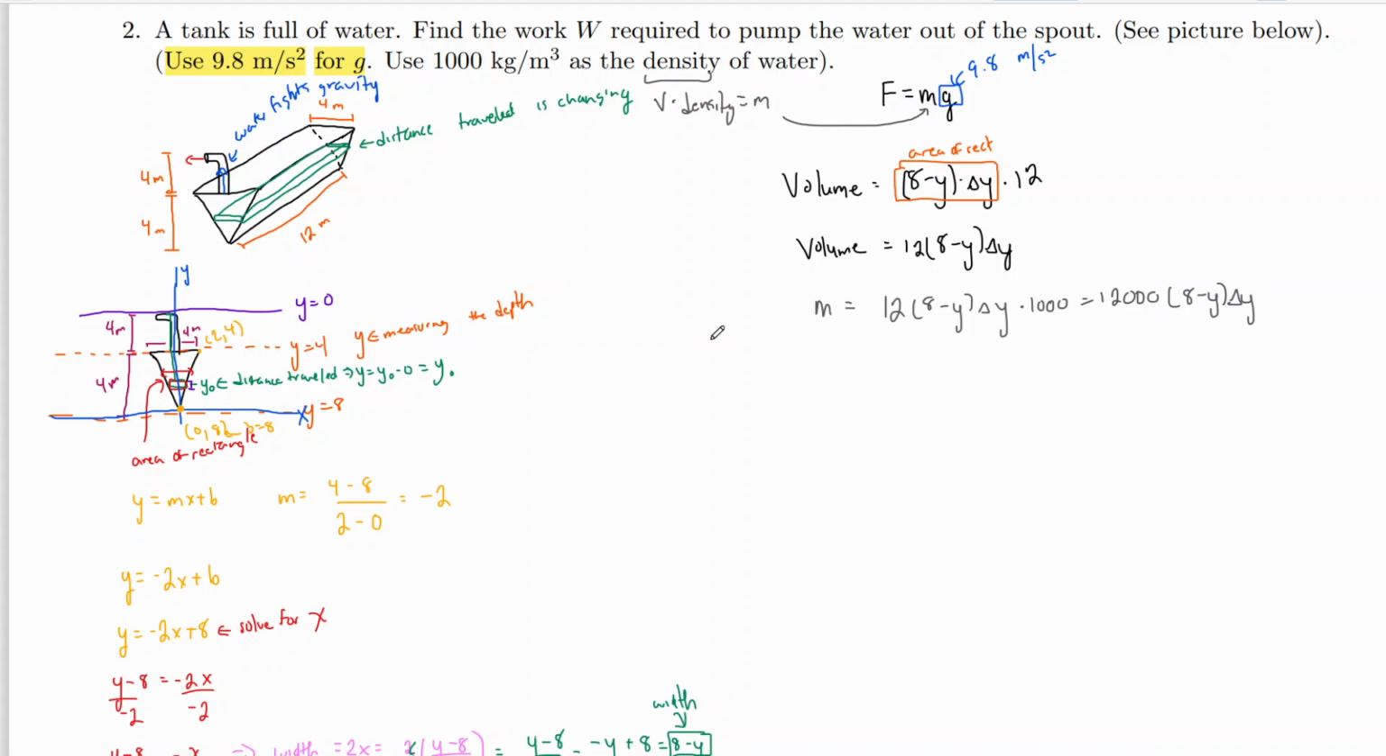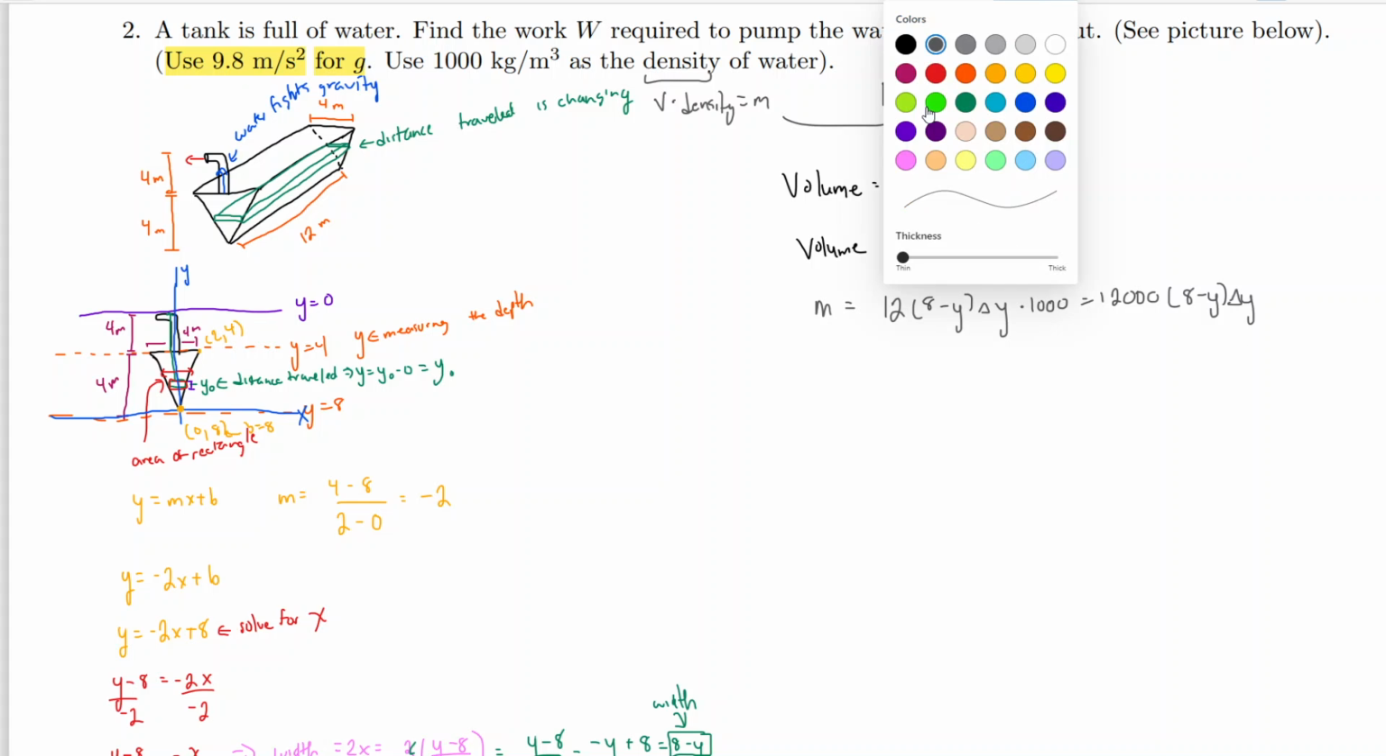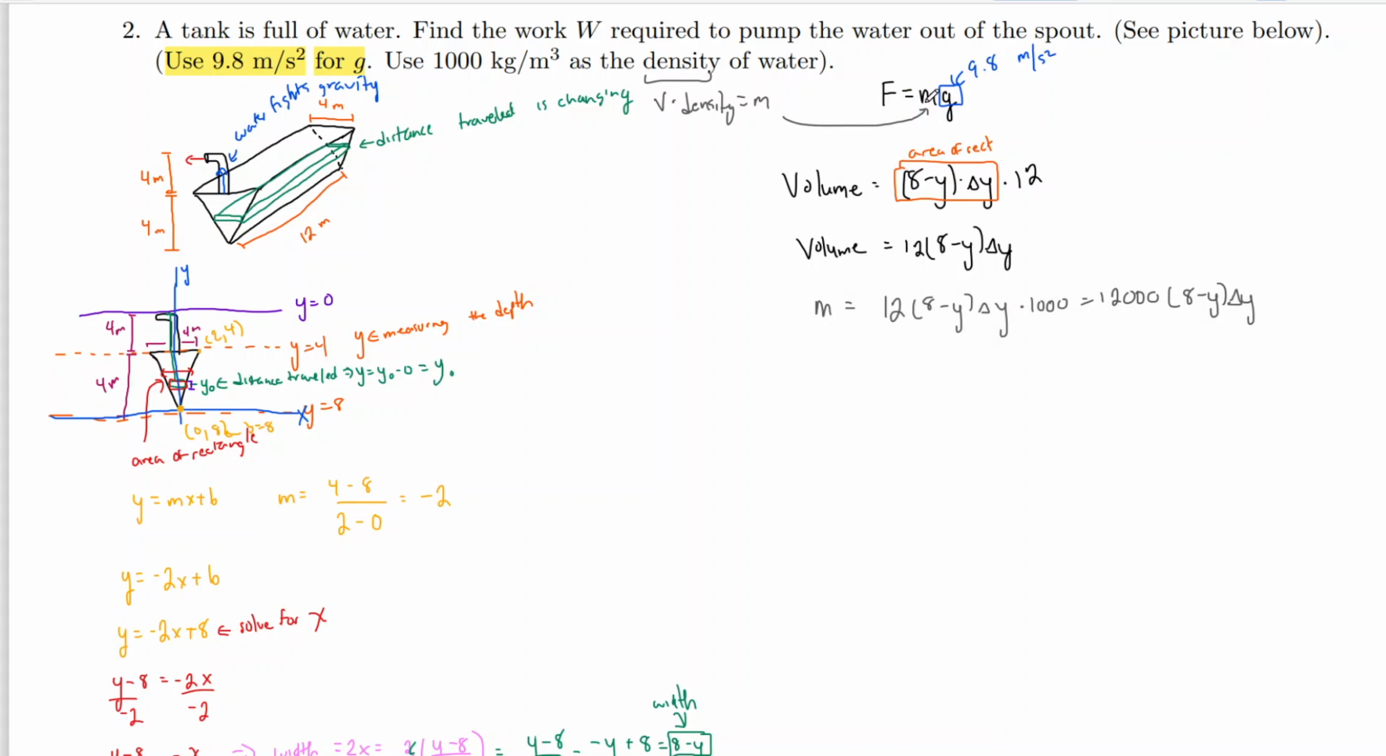This is our mass, the mass of the water at each sliver. So if you're closer to the top, where the y value is 4, you plug in 4. If you're at the bottom, the y value is 8, so you plug in 8. That's the idea. And now, finally, to get our final force, since we have the mass, the force is m times g.